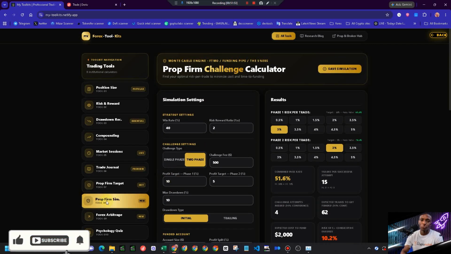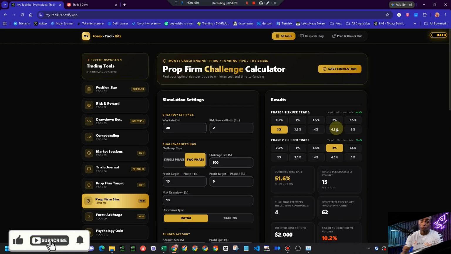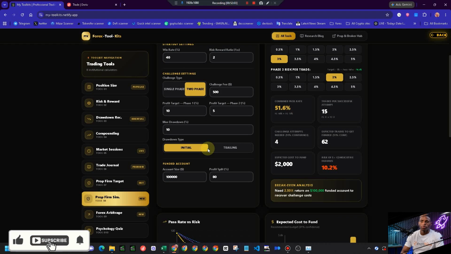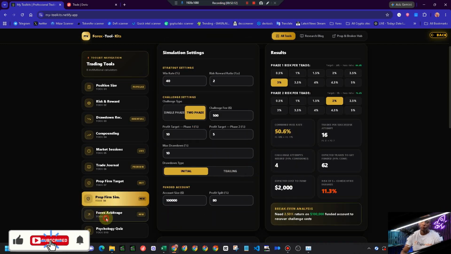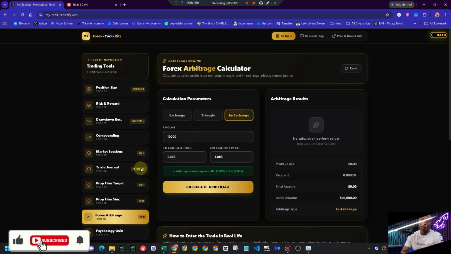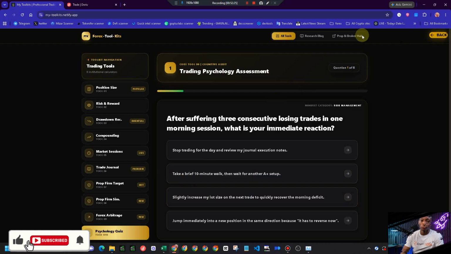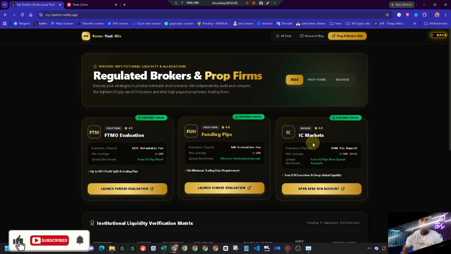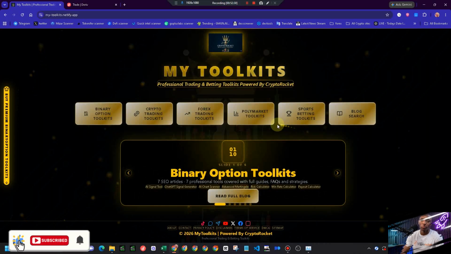Then your prop firm simulation calculator, that's where you simulate your challenge to know how many times you need to trade to get profitable and pass your prop firm challenge. It will show you everything you need to know here, either initial or trailing, everything will be waiting for you. So we have Forex arbitrage trading, where you have exchange, triangular arbitrage, and in-exchange arbitrage. Then a psychology quiz to help you in your arbitrage. You still have prop firm brokers, where you see prop firm evaluation funding, IC Markets brokers, and trusted brokers and prop firms that I recommend.